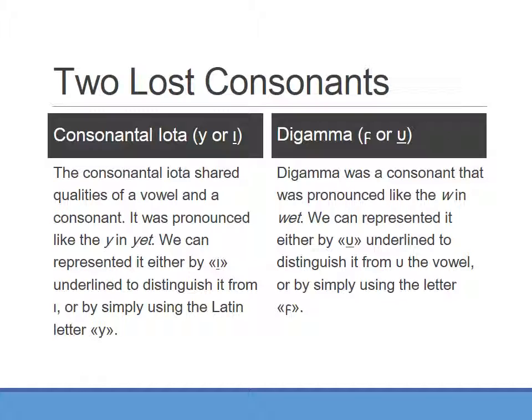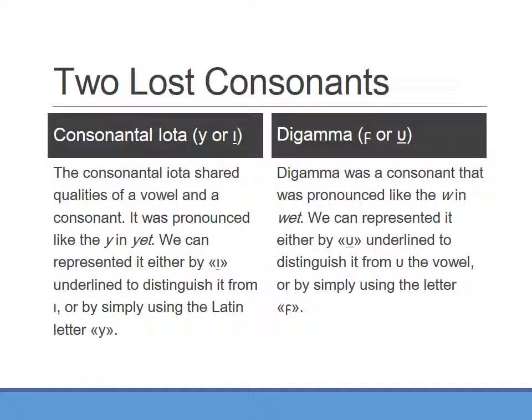The consonantal iota had qualities of a vowel and a consonant. It was pronounced like the Y in yet. We can represent it either by an iota, which we'll suggest with an underlining to distinguish it from a straightforward iota, or we can represent it using the simple Latin letter Y.